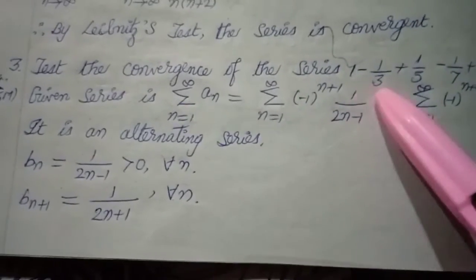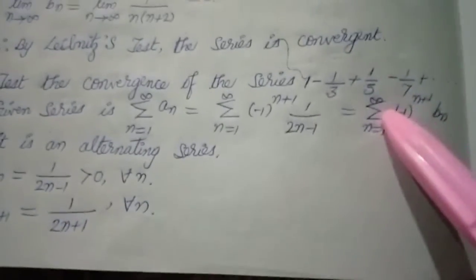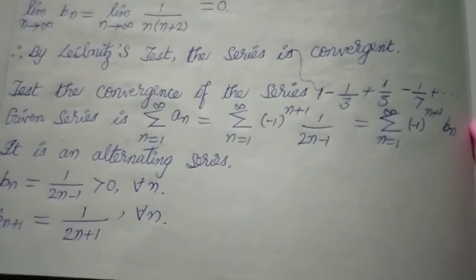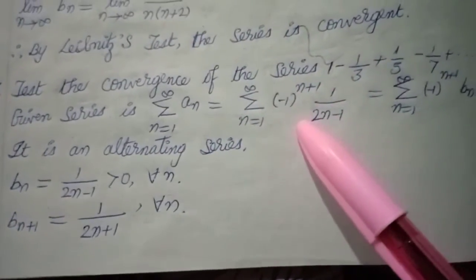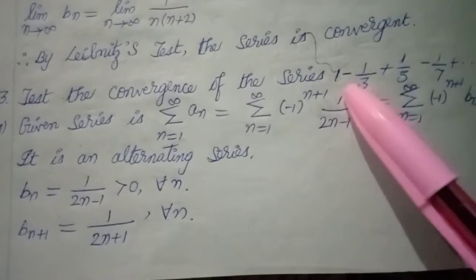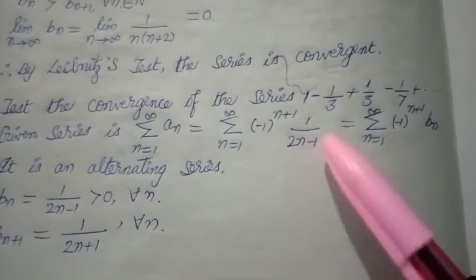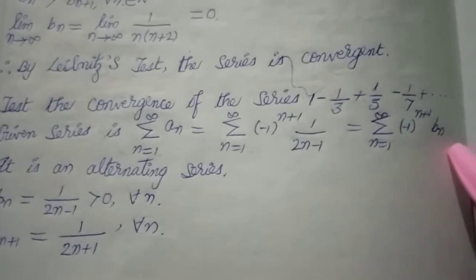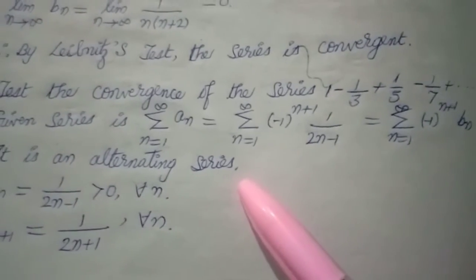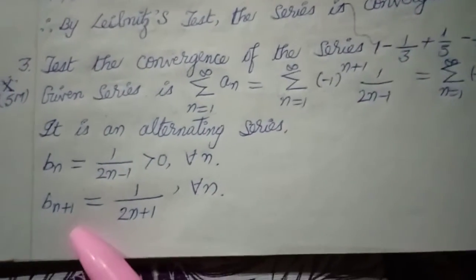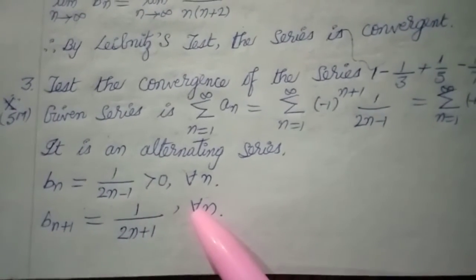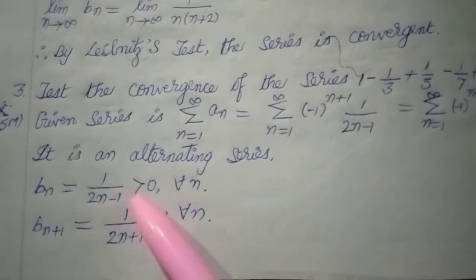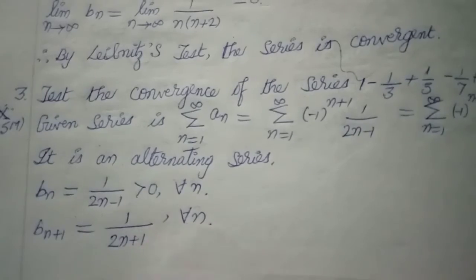Now this is 1 minus 1 by 3 plus 1 by 5 minus 1 by 7 and so on. So sigma an is sigma minus 1 raised to n plus 1 into 1 by 2n minus 1. This 1 by 2n minus 1 is taken as bn, and it is an alternating series. Replace n by n plus 1, we get bn plus 1 is equal to 1 divided by 2 into n plus 1 minus 1, which becomes 1 by 2n plus 1.